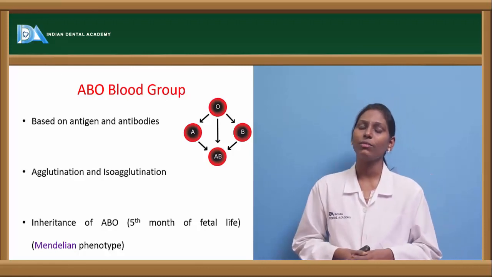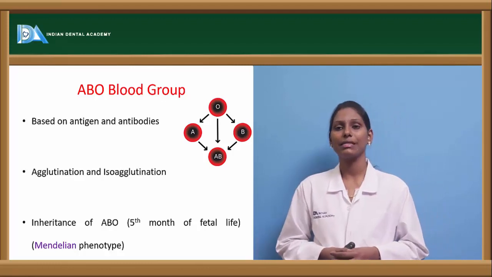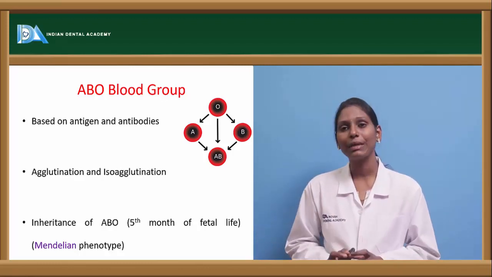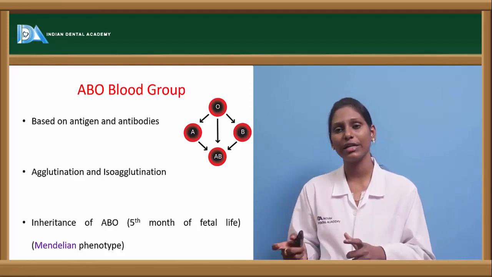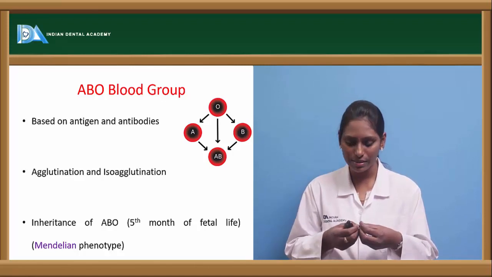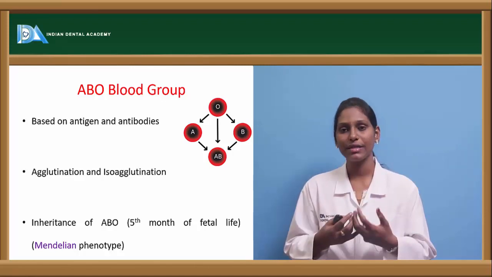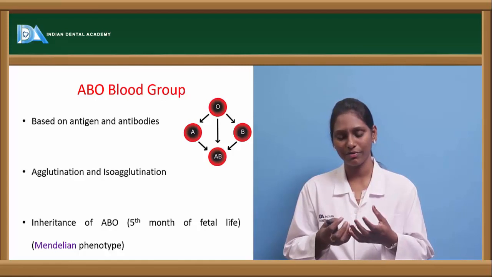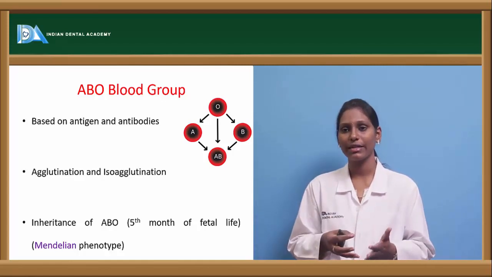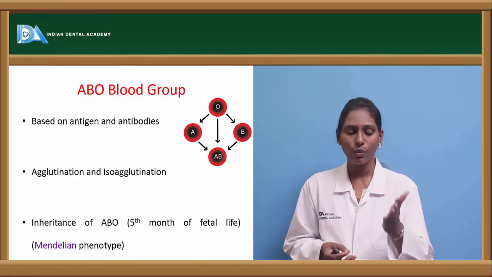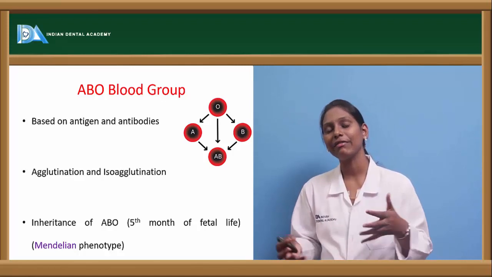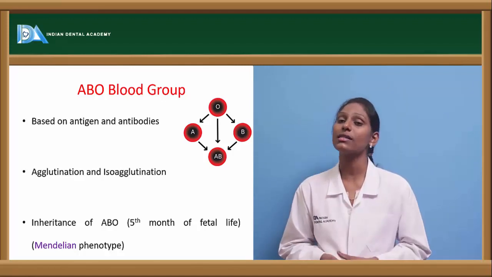It is based upon the antigens and antibodies that are present within your RBC and the serum, and it is based upon the principle of agglutination and isoagglutination. Agglutination is the collection of separate particles of blood cells into clumps. When two separate particles of blood cells are present and they form into clumps, it is called agglutination. Isoagglutination is when an antigen is mixed with the corresponding antibody.